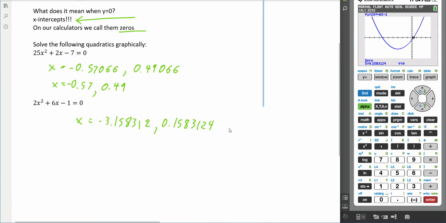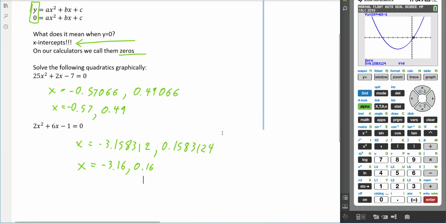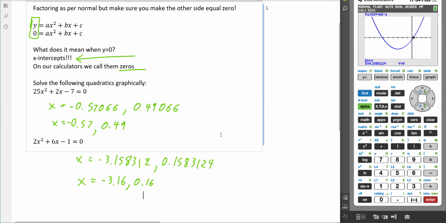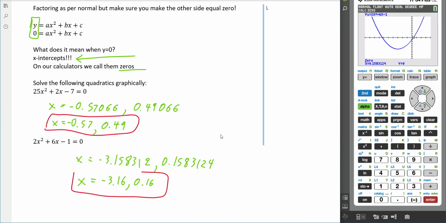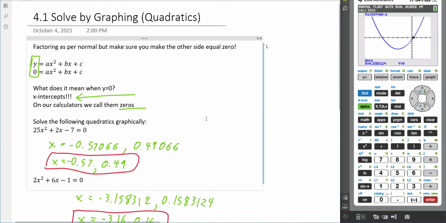Okay, and we can just round that to x equals negative 3.2. Let's go with 1/6, so that our next one can have a couple more decimal places, and this can be 1/6. So those are the two values that I got using my calculator.